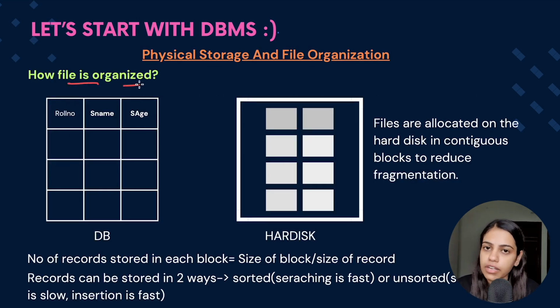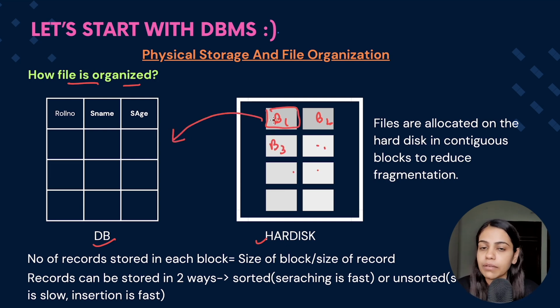So how are files organized? Here you can see that there is a hard disk and there is a DB, or you can say a table. Now in this hard disk there would be multiple blocks B1, B2, B3 till Bn. Now in this particular block B1, how much data of this particular table could be stored? How can we find that? Files are basically allocated on the hard disk in contiguous blocks to reduce fragmentation.